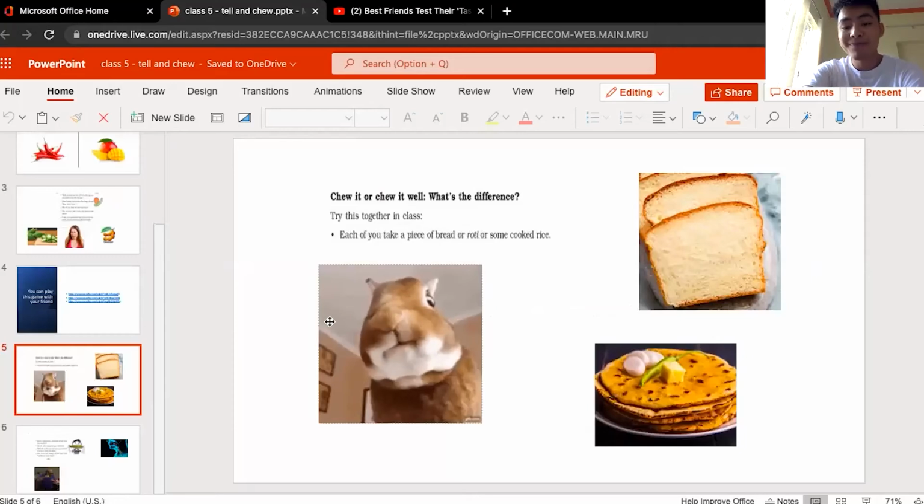Okay, this is the next one, and it's about chew it or chew it well. So chew basically means, the rabbit is doing it. It's called chew. And chew it well. So chew usually means catch. Okay, just bite it out. And chew it well means we thoroughly chew it.